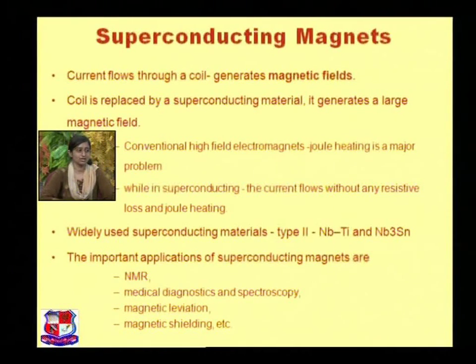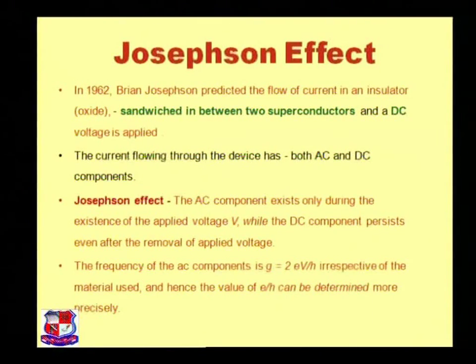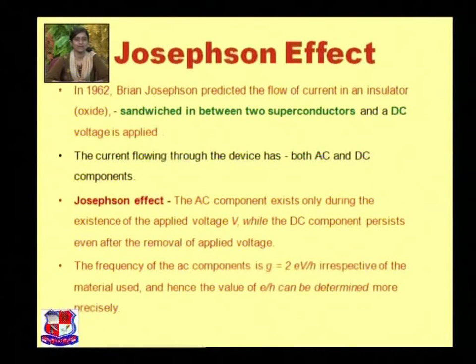Now the medical diagnostics and spectroscopy, magnetic levitation and magnetic shielding, etc. Now, one of the most important applications of superconducting material is the Josephson effect. The Josephson effect is a type of sandwich between two superconducting materials, and a DC voltage is applied on this superconducting material. This effect was found in 1962 by Brian Josephson.